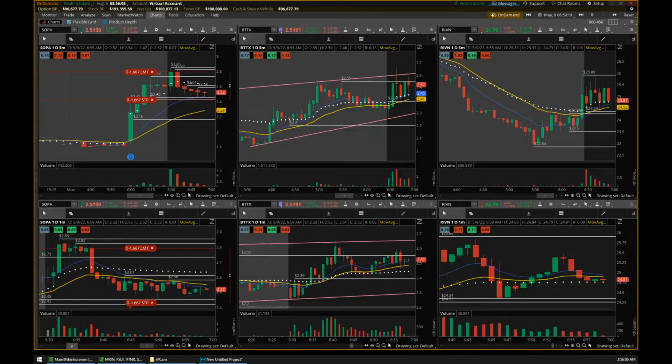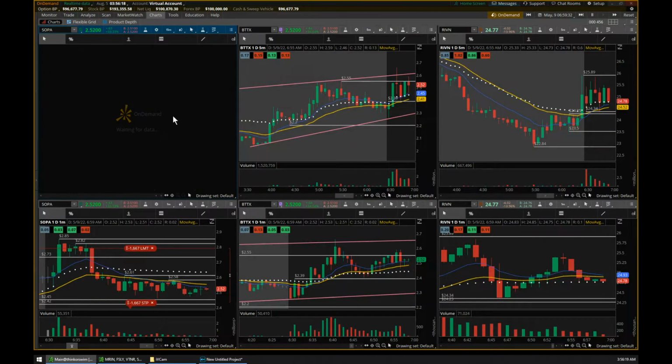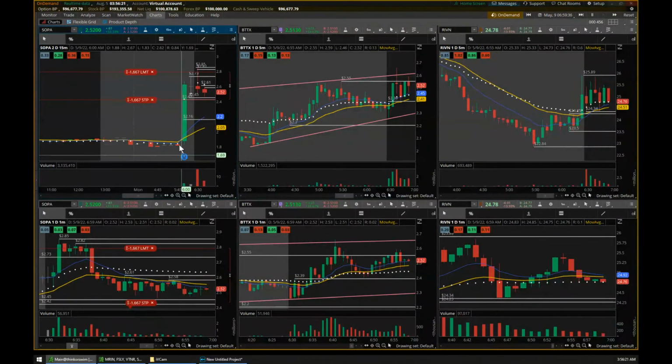God, I really, really want SOPA to turn it around here. I'm looking at the 15-minute time frame, and we have this big green candle up. I mean, I hear what the heck? Let me just show you.